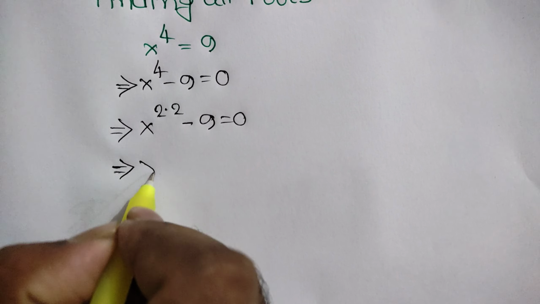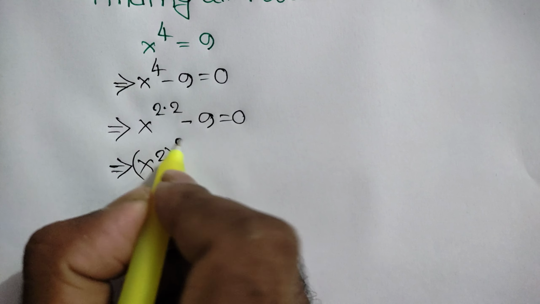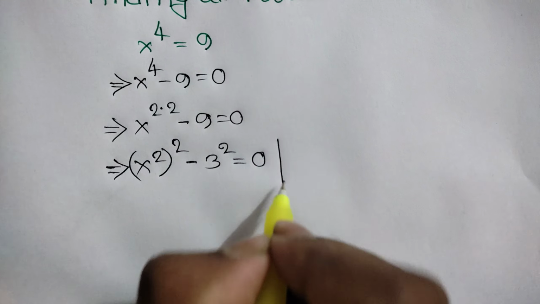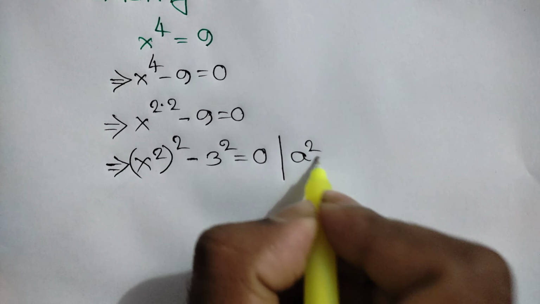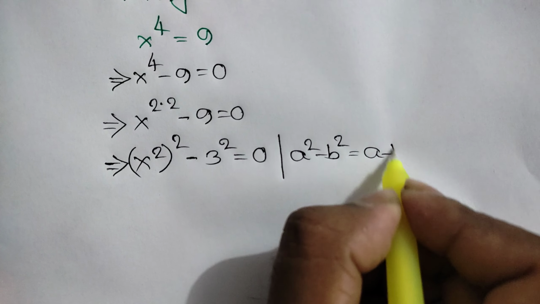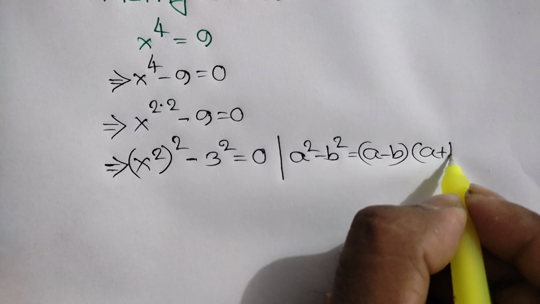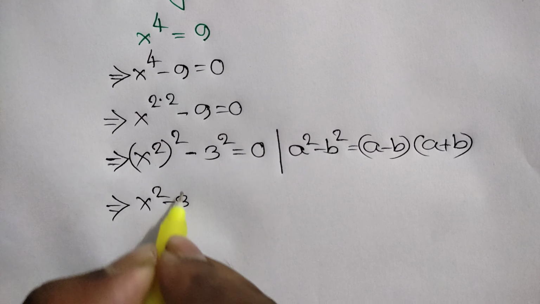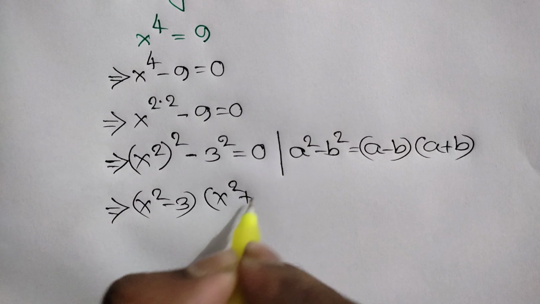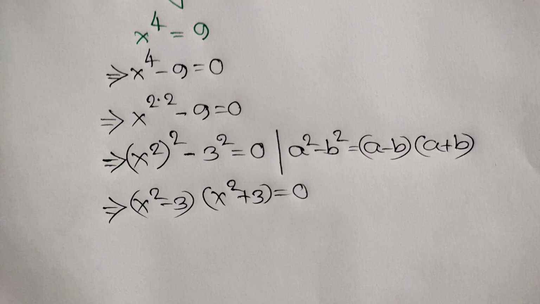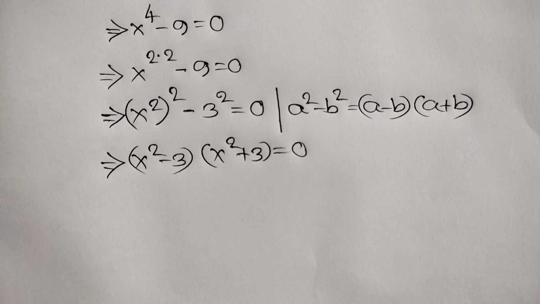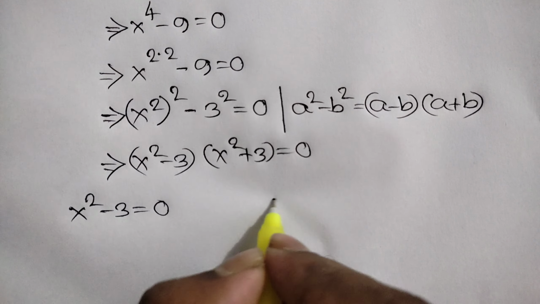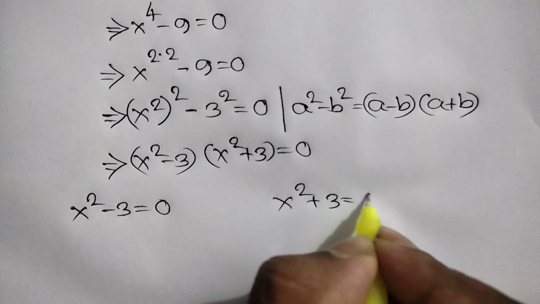Now we can write here (x square) whole square minus 9 can be written as 3 square is equal to 0. Now we know that a square minus b square is equal to (a minus b) times (a plus b). So applying this rule, we will get (x square minus 3) times (x square plus 3) is equal to 0. Now from here we have two solutions, so we can write here x square minus 3 is equal to 0 and x square plus 3 is equal to 0.